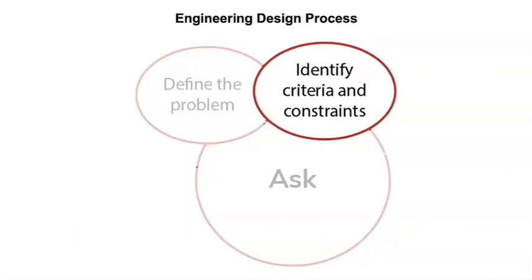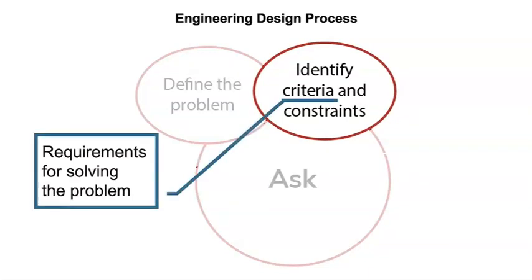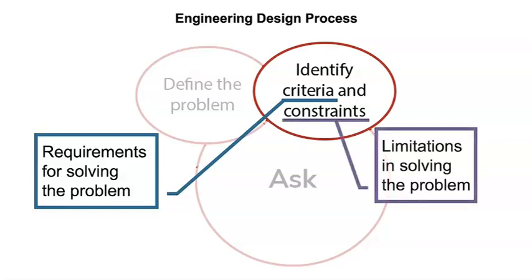The ask stage is also the stage in which we identify the criteria and constraints. Remember, criteria are the requirements, or what is needed to solve the problem. Constraints are the limitations we face in solving the problem. As you define your criteria and constraints, consider these questions.